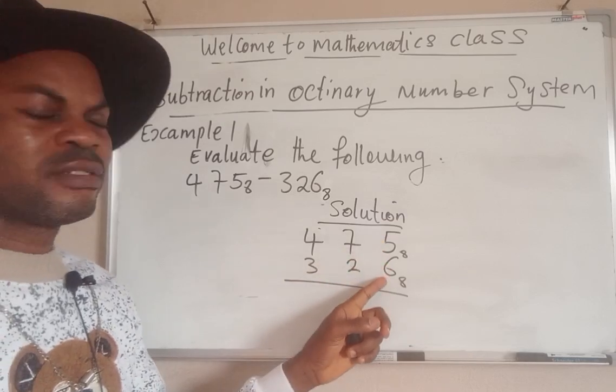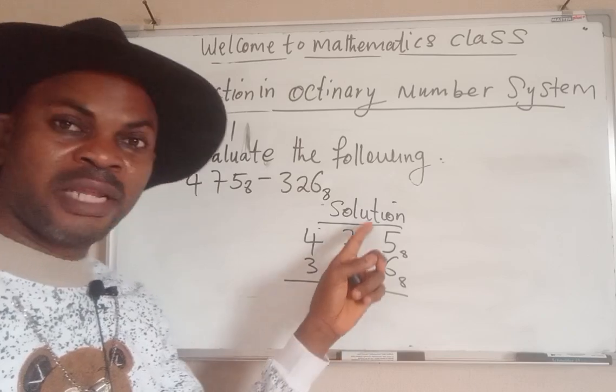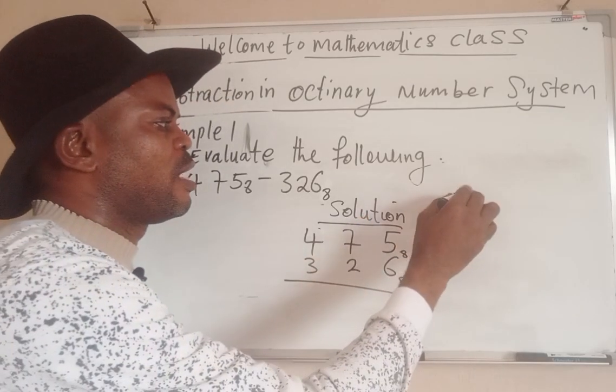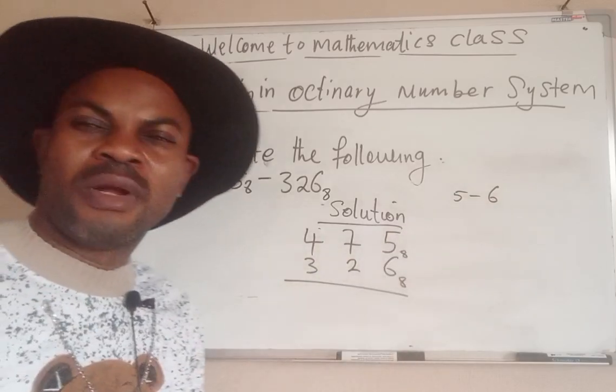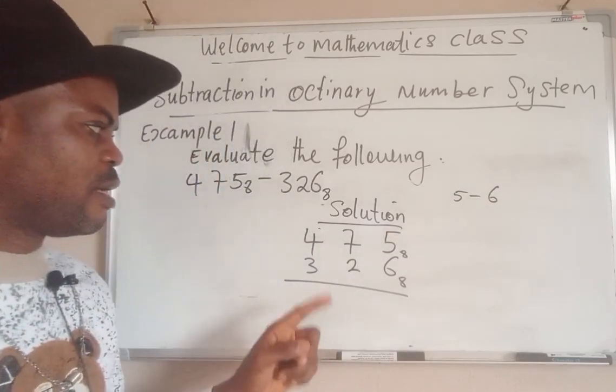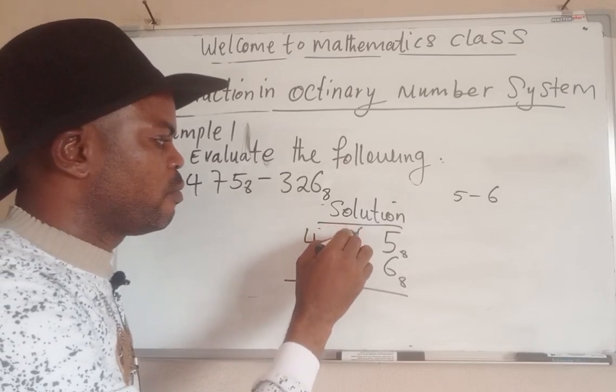5 minus 6, or 6 away from 5. Can 6 be taken away from 5? No. 6 cannot be taken away from 5. What do we do? Don't forget the principle. You have to borrow from the next line. We're going to borrow one from here. When we borrow one from here, here remains 6.